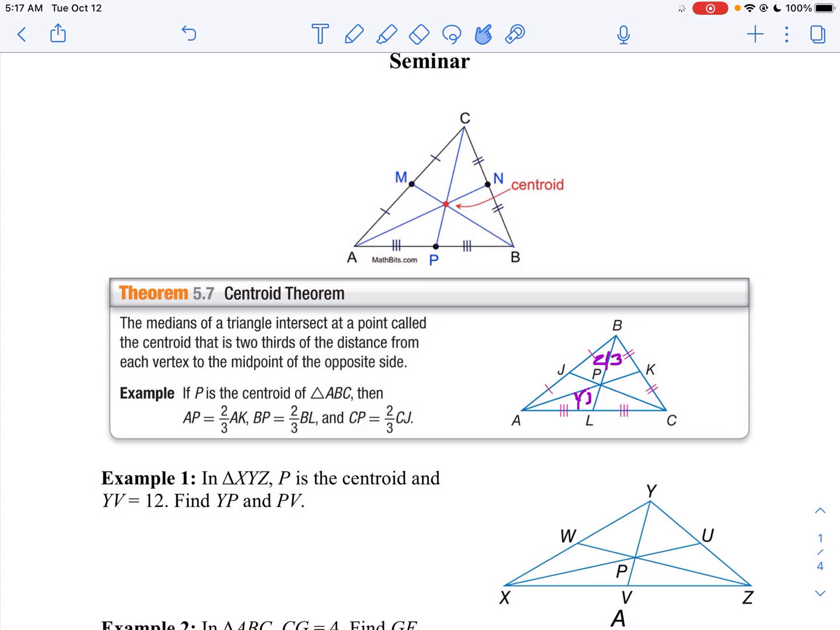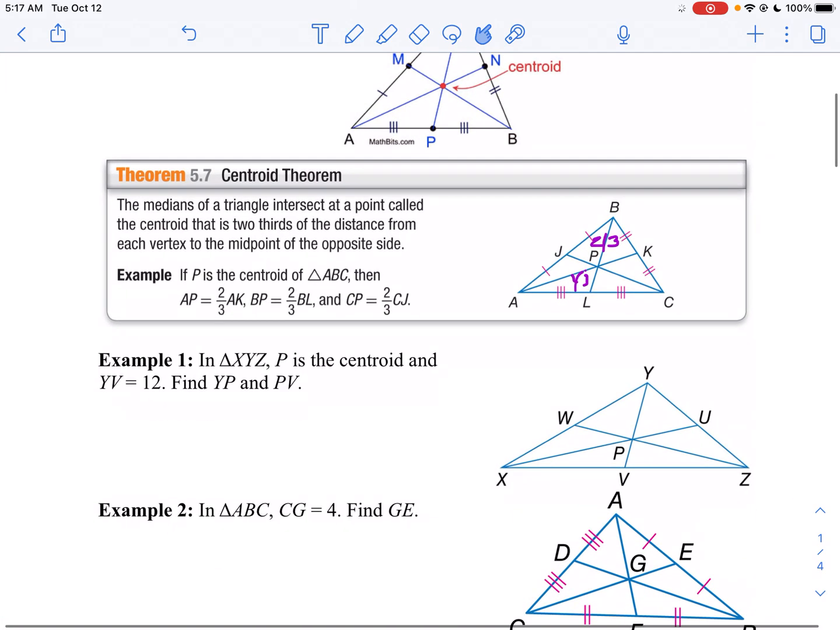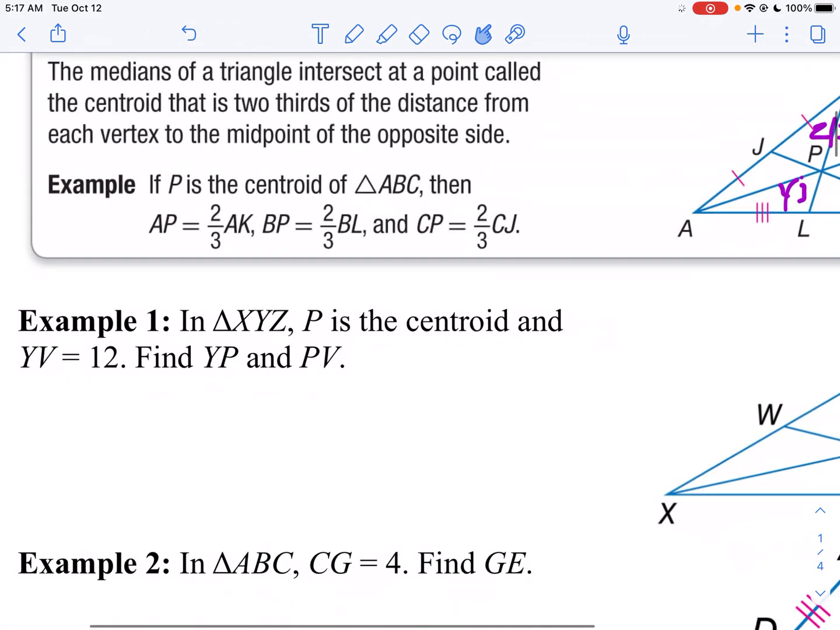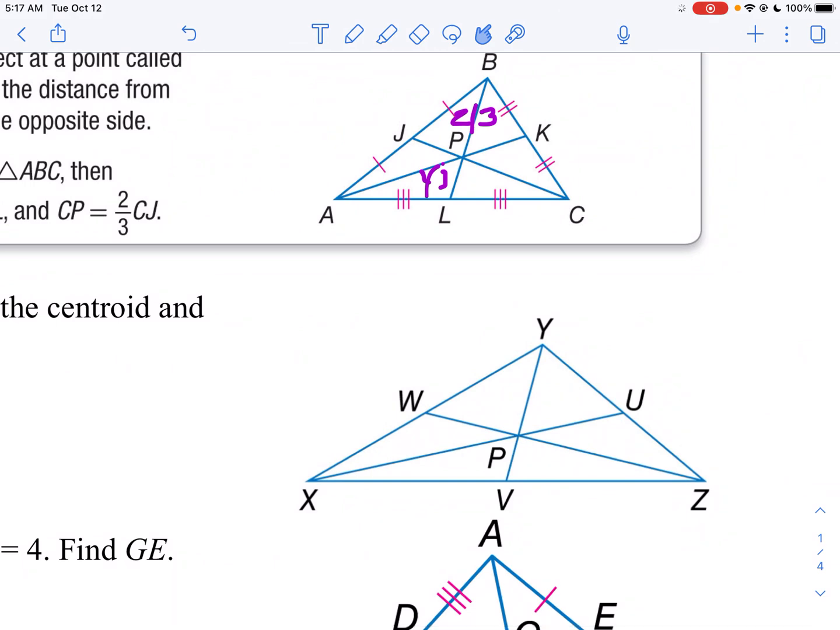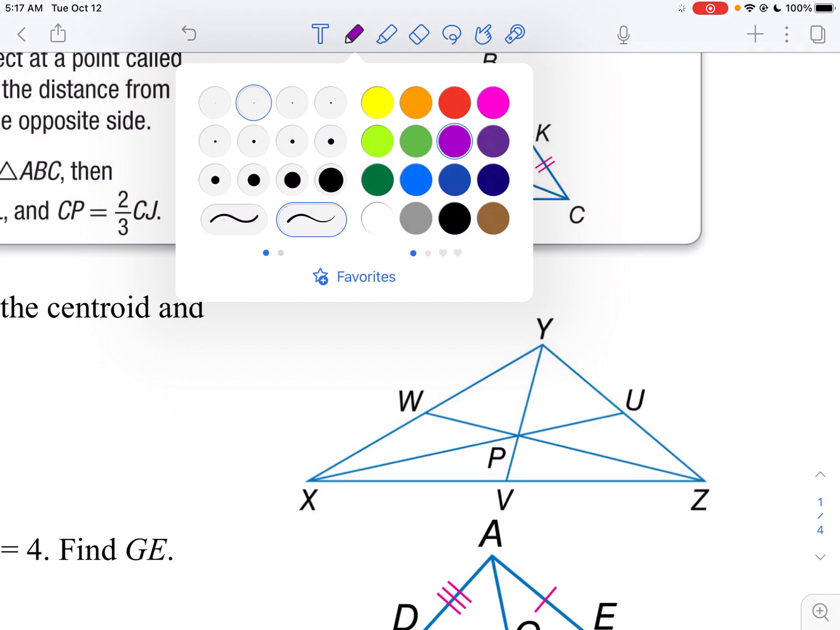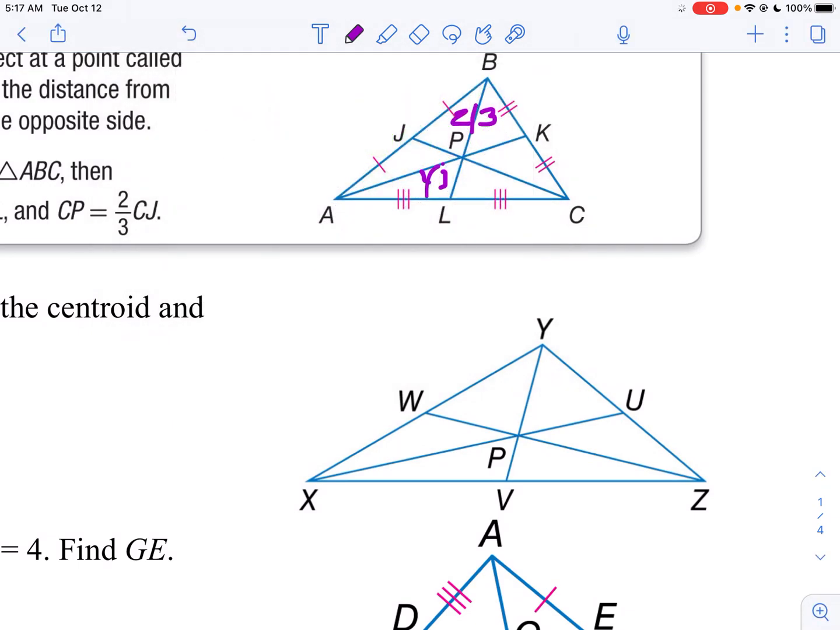If we take a look at example 1 here, it says in triangle XYZ, P is a centroid and Y to V is 12. So here's what I'm going to do. I'm going to label Y to V as 12. And then, since I know P to V is 1/3 of that, 1/3 of 12 is 4. 2/3 of 12 is 8. 4 plus 8 is 12.